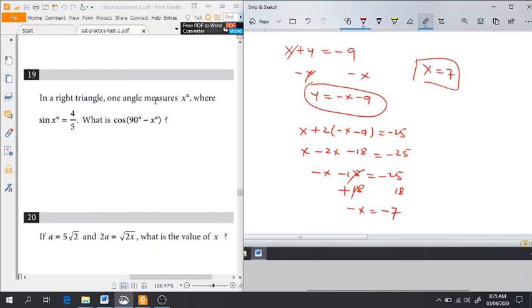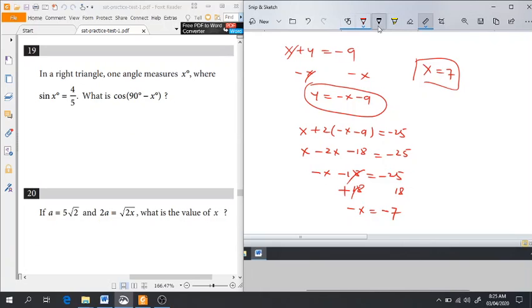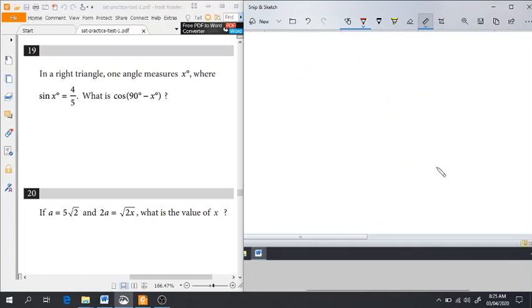Okay, question number 19. In a right triangle, one angle measures x where sine x is 4 by 5. What is the value of cos of 90 minus x? So it's basically the complementary angle rule in trigonometry. What does the complementary angle rule say? Cosine theta can be written as sine of 90 minus theta, or I can also write sine theta can be written as cosine of 90 minus theta. These two are equal.